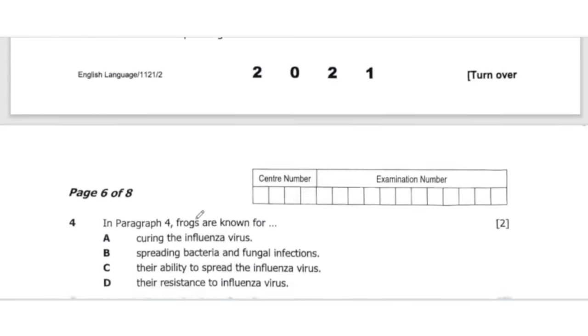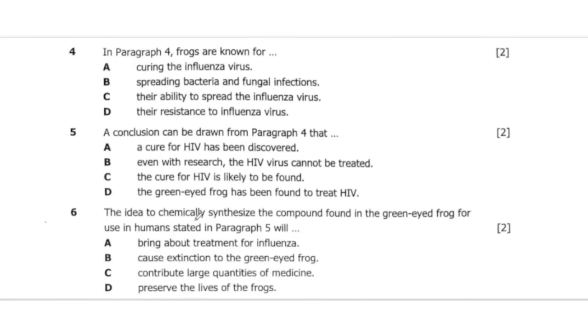Okay, now we come to question number four. In paragraph four, frogs are known for. So we go to paragraph four. Before we go, we read through the answers. Frogs are known for curing the influenza virus, spreading bacteria and fungal infections, their ability to spread the influenza virus, they are resistant to influenza virus. Even though when I was skimming, I got this idea, let me go and confirm if D is the correct answer.